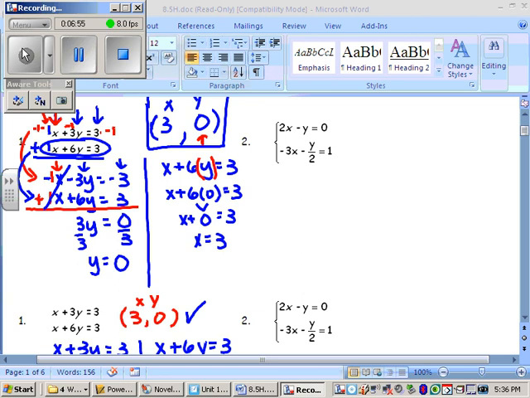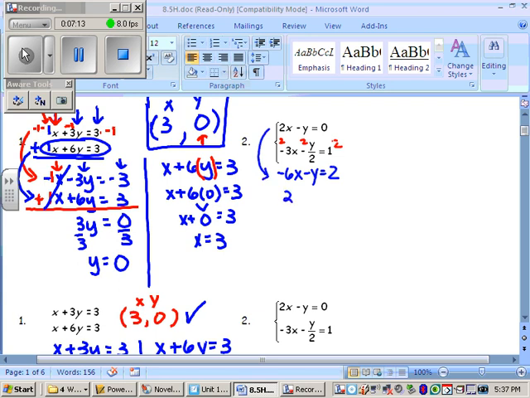In this second example, notice that in the second equation we have a fraction. So you might want to clear that fraction by multiplying all the terms by 2. So this would give you negative 6x minus y equals 2. Then you can simply drop down your second equation, which would be 2x minus y equals 0.